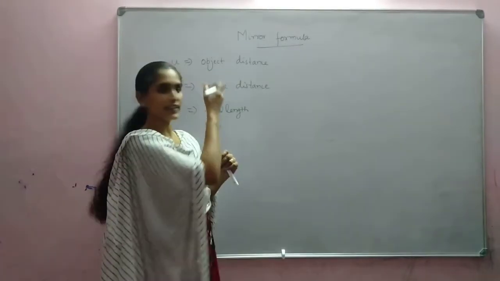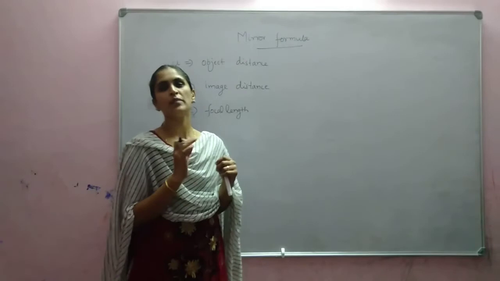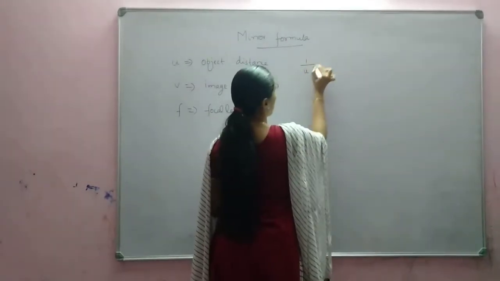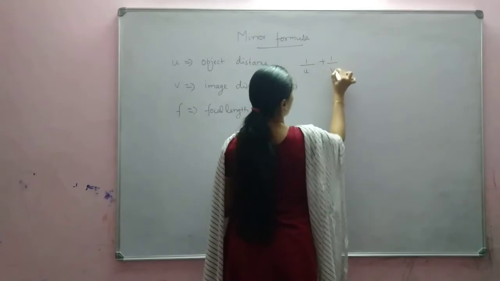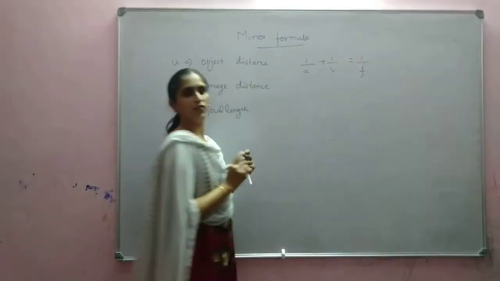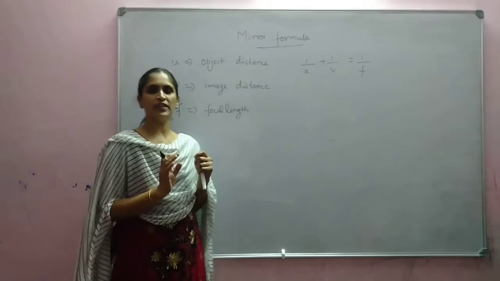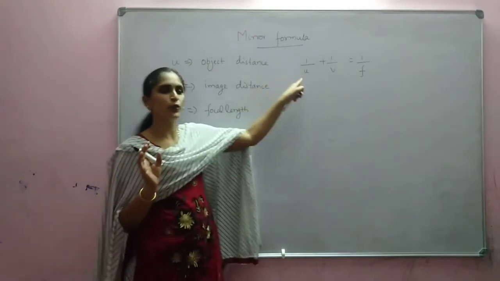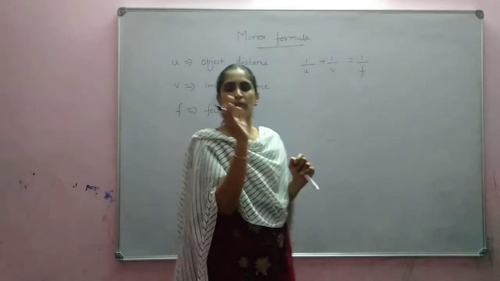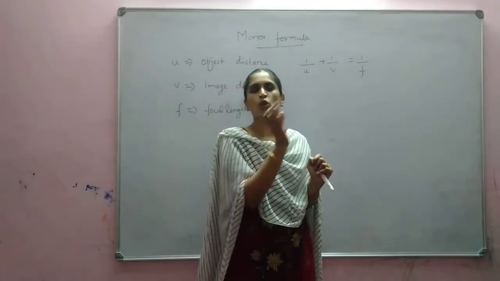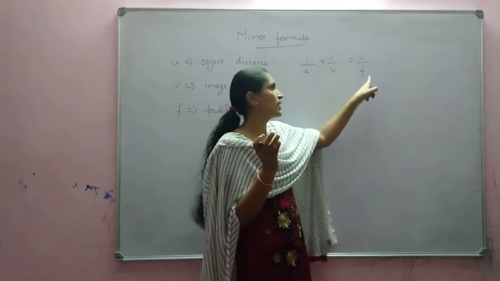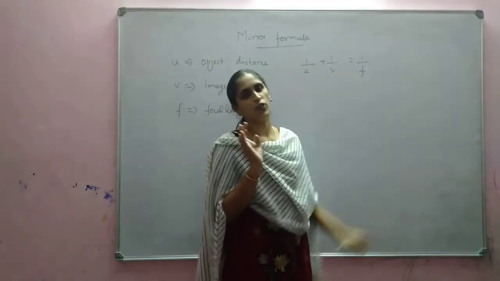The relation connecting these three is known as the mirror formula, and that relation is given by 1 by u plus 1 by v is equal to 1 by f, where u is the object distance. Object distance means the distance from the pole to the object. Image distance means the distance from the pole to the image, and f is the focal length.